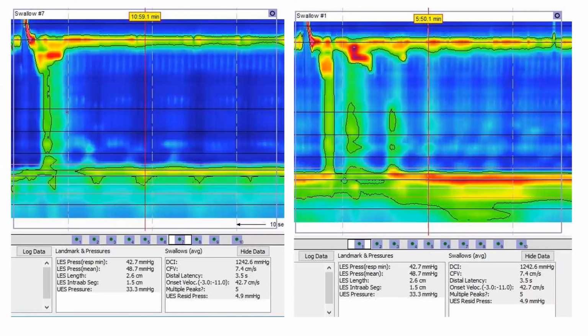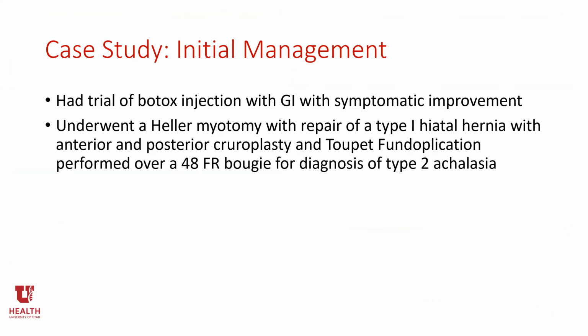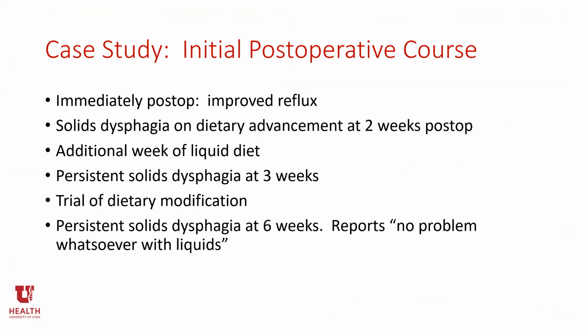She had an IRP of 26 with the absence of normal peristalsis. You can see some panesophageal pressurization there. She had a trial of Botox injection with her gastroenterologist, had some symptomatic improvement, and then went on to undergo Heller myotomy with repair of her type 1 hiatal hernia, with anterior and posterior cruroplasty and a Toupet fundoplication performed over a 48 French bougie for this diagnosis of type 2 achalasia.